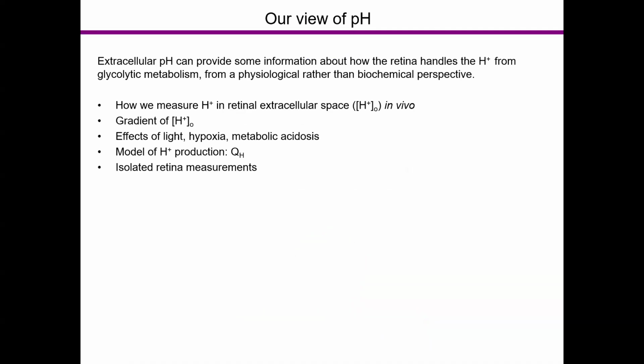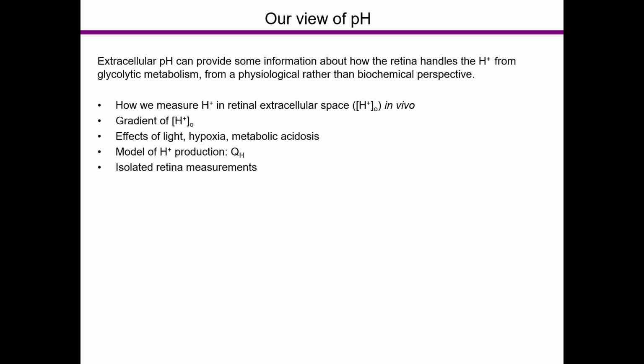So the idea is that extracellular pH in the retina can provide some information about how the retina handles hydrogen ion from glycolytic metabolism. And we come at this from a physiological rather than a biochemical point of view. And so this is a somewhat different perspective than many people in the audience have.